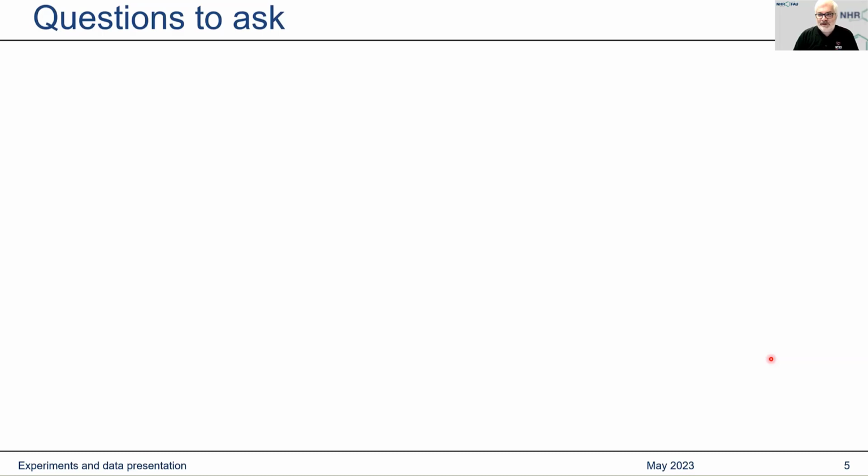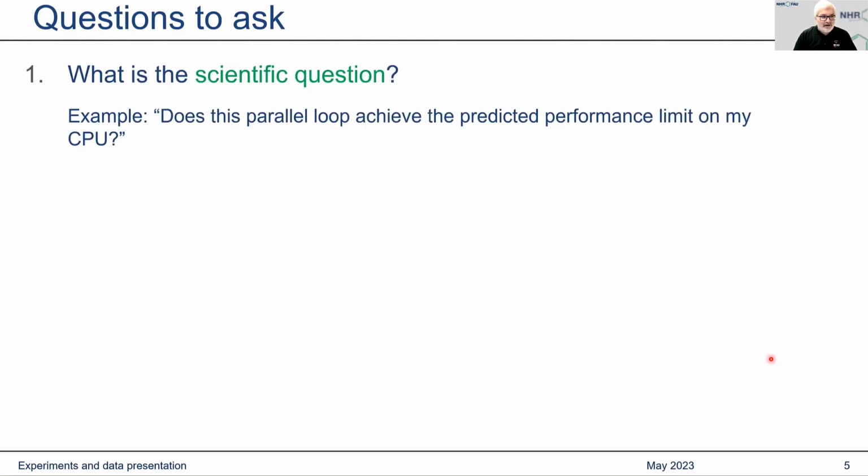So first of all, let's talk about questions to ask when doing performance analysis and performance studies on high-performance computing hardware. First of all, what is a scientific question? Here's an example that shows one possible scientific question that we often ask when looking at performance. The question is, does this parallel loop achieve the predicted performance limit on my CPU? Okay, that's a proper question.